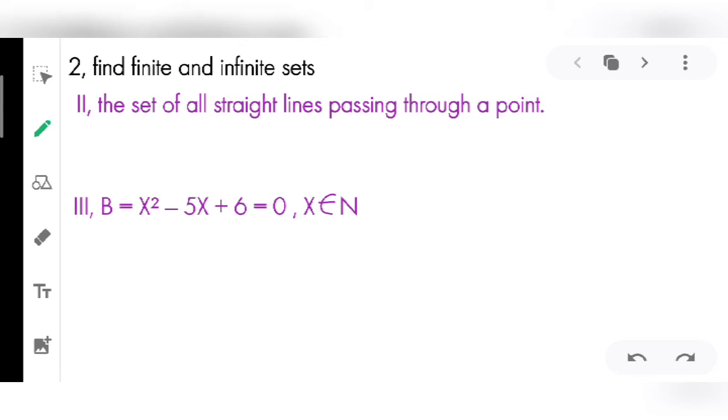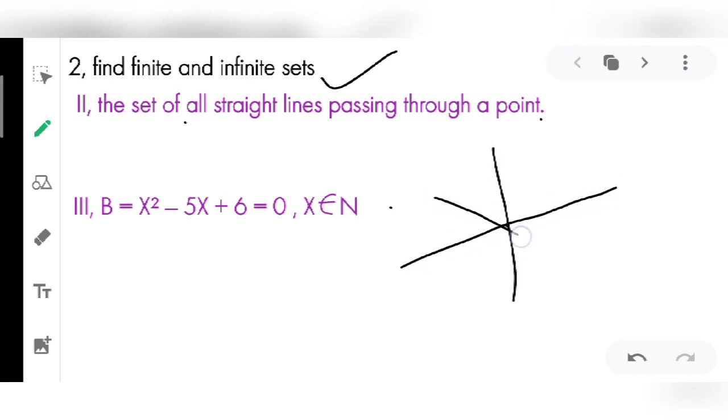In your exercise, your second question is to find finite sets and infinite sets. You are given this type of question, and here we have to find the sets which are infinite and finite. Okay. Here the statement is given as the set of all straight lines passing through a point.